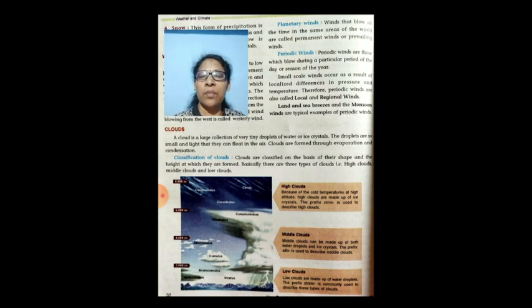Here you can see in the picture high clouds. Because of the cold temperature at high altitude, the high clouds are made up of ice crystals. The prefix cirro is used to describe the high clouds. Next, middle clouds. Middle clouds can be made up of both water droplets and ice crystals. The prefix alto is used to describe the middle clouds. Third, low clouds are made up of water droplets and the prefix strato is commonly used to describe these types of clouds.